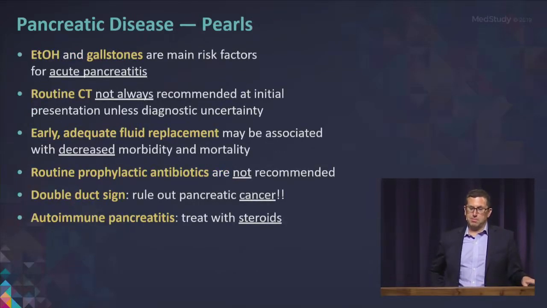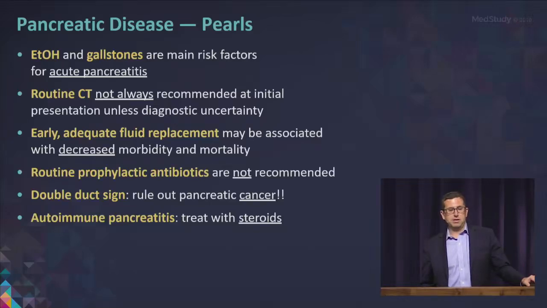So, pancreatic disease pearls: alcohol and gallstones are main risk factors for acute pancreatitis. Routine CT not always recommended at initial presentation unless diagnostic uncertainty. Early adequate fluid, key, right? That will decrease morbidity and mortality. In acute pancreatitis, routine prophylactic antibiotics are not recommended. You do it on demand if you're worried about the patient.